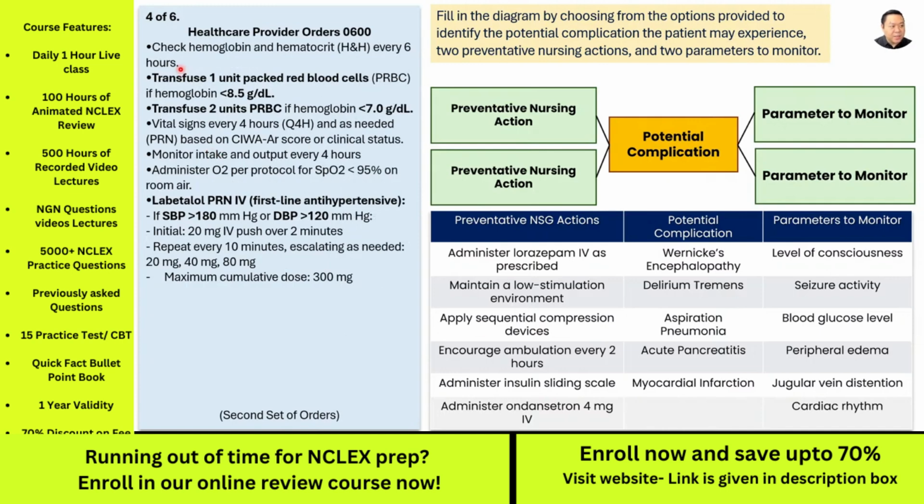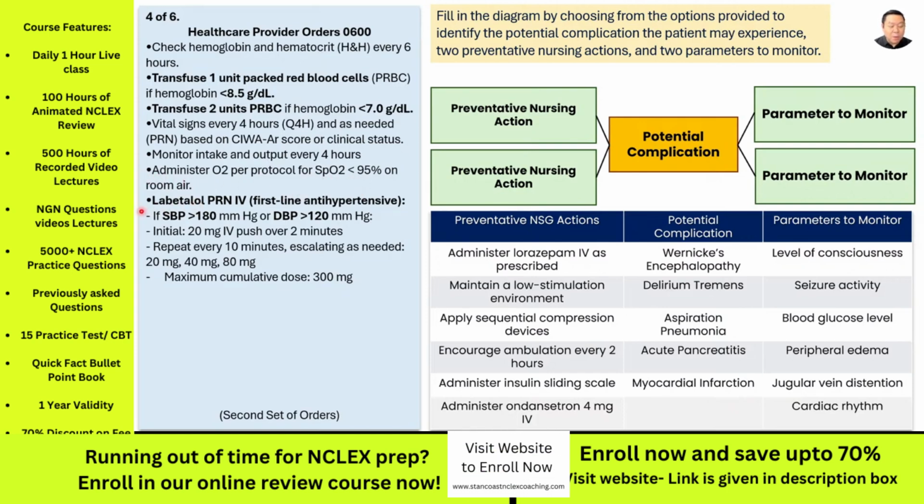So the orders continue. It says check hemoglobin and hematocrit, or H&H, every 6 hours. If hemoglobin is less than 8.5 grams per deciliter, transfuse 1 unit of packed red blood cells. If hemoglobin is less than 7 grams per deciliter, transfuse 2 units of packed red blood cells. Vital signs every 4 hours and as needed based on CIWA-Ar score or clinical status. Monitor intake and output every 4 hours. Administer oxygen per protocol for oxygen saturation of less than 95 on room air.